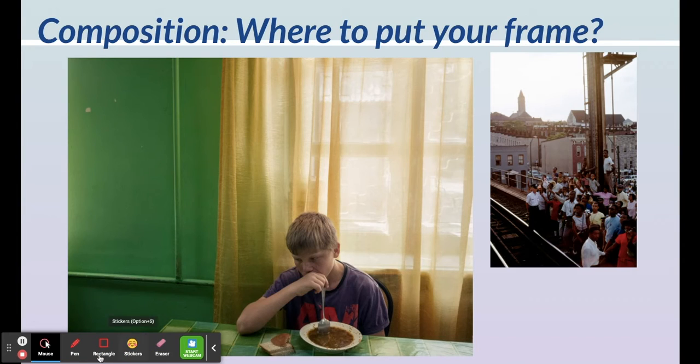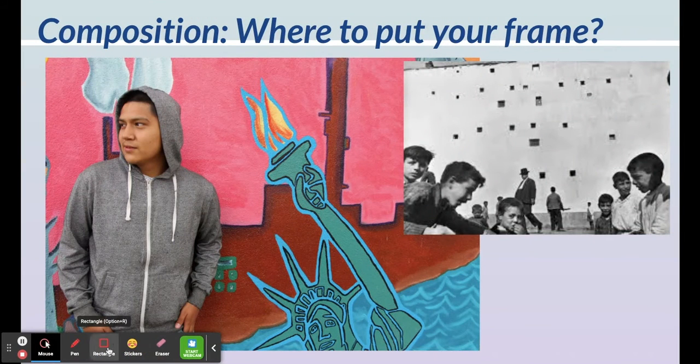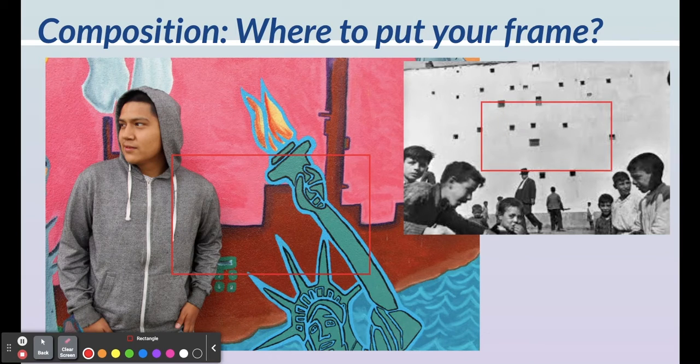Here's 2 more examples of rule of thirds. Here's the middle of the photo on this one. We can see that the subject is in the bottom on this one and the same thing on this one in the corner. Here's 2 more rule of thirds. You can see in this photo right here, the photographer chose to put the model off to the side. And on this one, the photographer chose to put the models at the bottom of the photo.